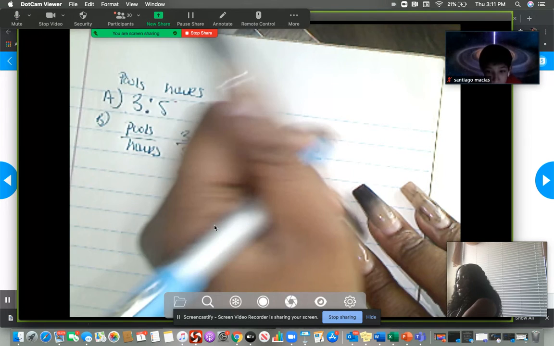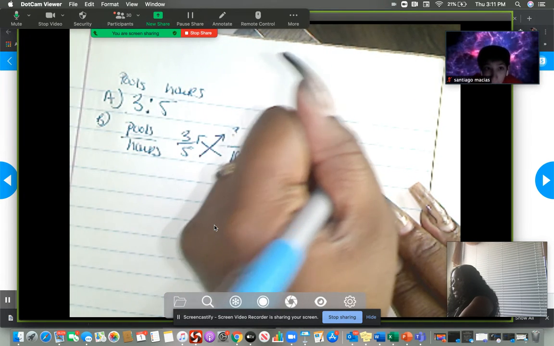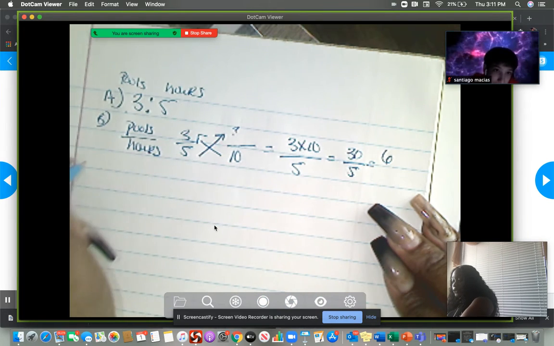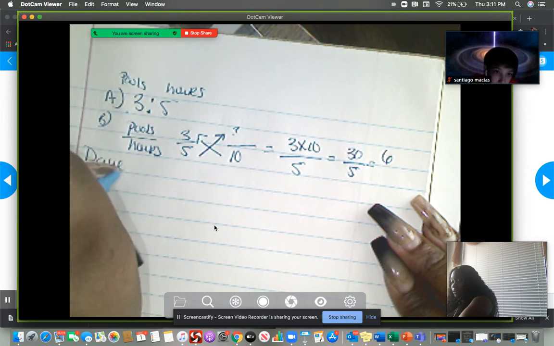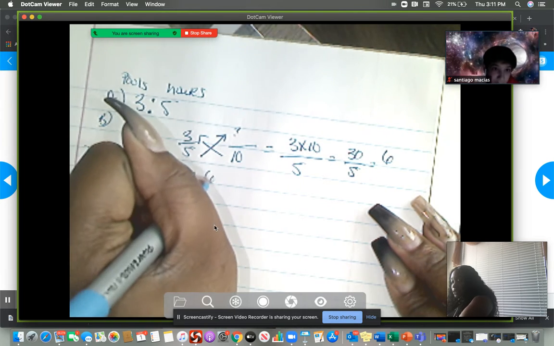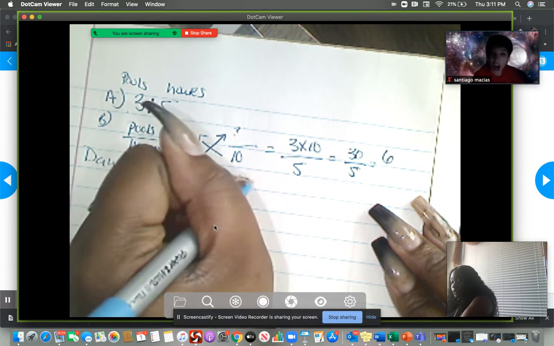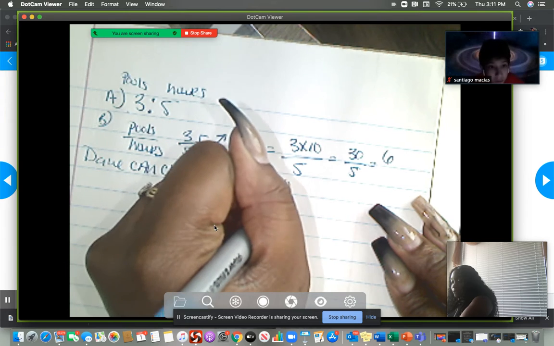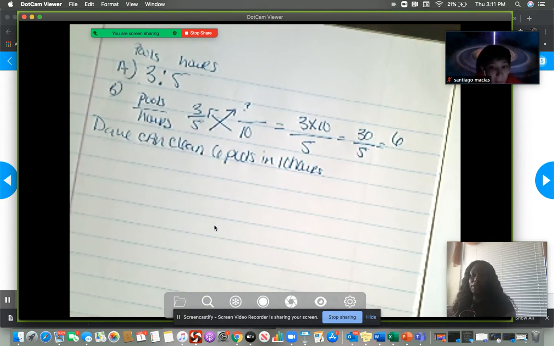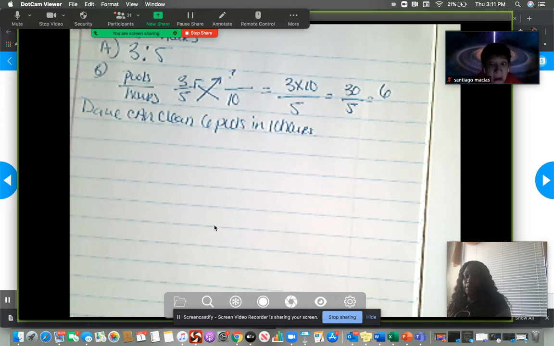Okay. And then we all know that 3 times 10 is 30. 30 divided by 5 is 6. So Dave can clean 6 pools in 10 hours. Okay. Just to go back and check my work, I'm going to write my ratio table.